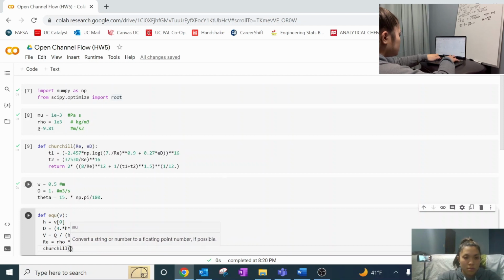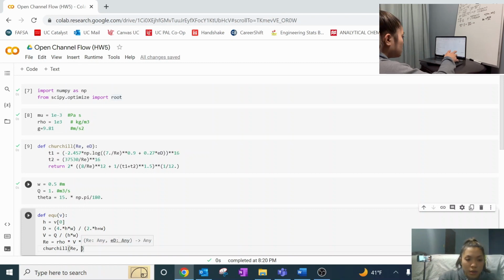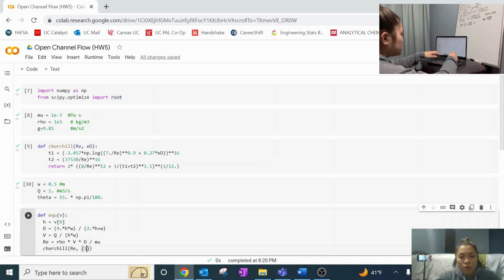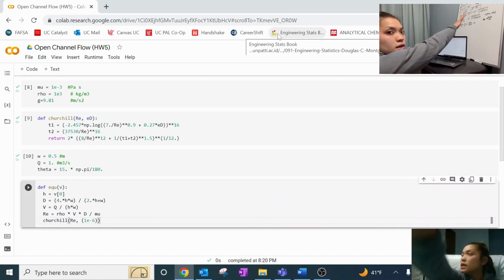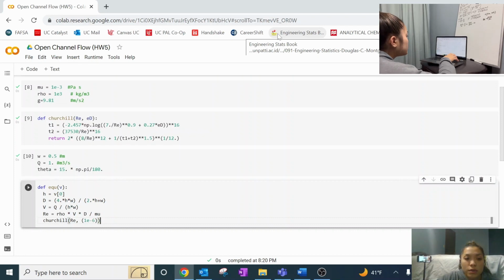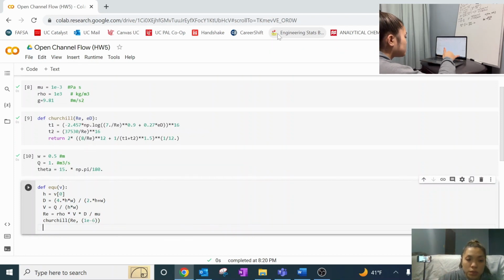And so now we can use the Churchill equation, which takes the Reynolds number and then the surface roughness, which here we'll just use 1 times 10 to the negative 6. And so those are the equations that we derived on our whiteboard here. And the final equation that we derived was the gravitational acceleration. For the root solver, this is the equation that we were actually solving for the root of. And so we'll want to return this.